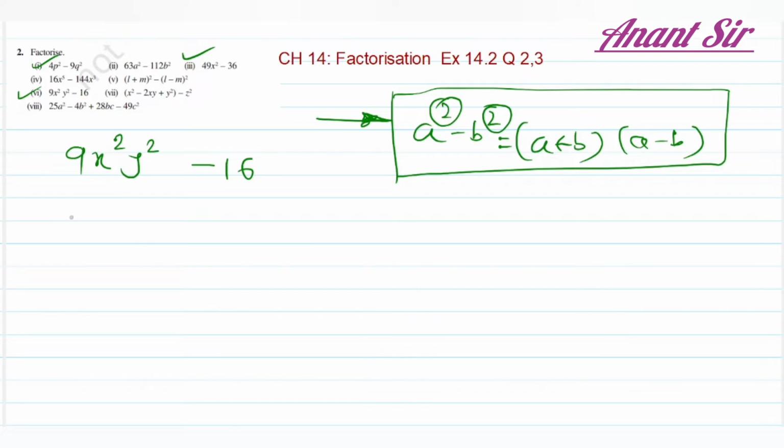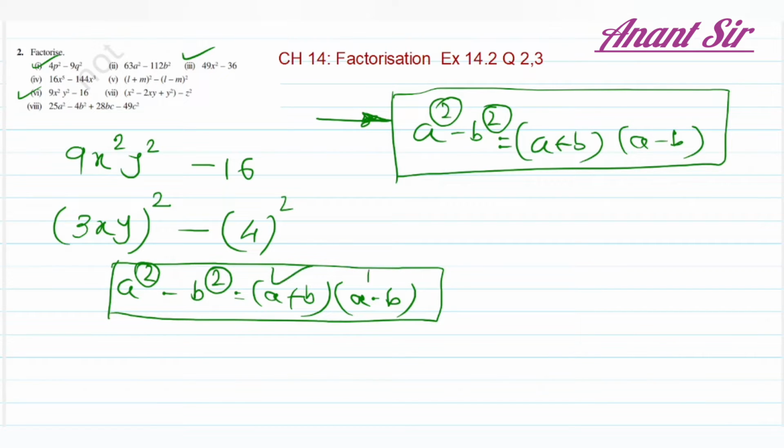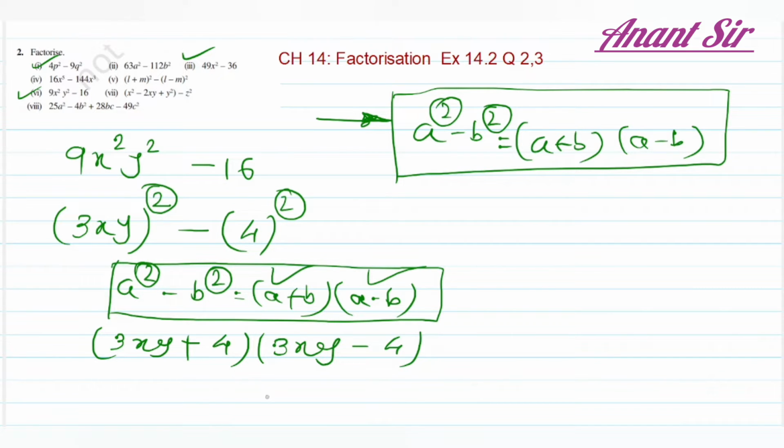So we know that 9 is the square of 3, x square is the square of x, y square is the square of y. That means it is the square of 3xy, and 16 is the square of 4. So we have two squares with a negative sign in between them. The terms whose squares are there, we will write with a positive sign in one bracket, a plus b, and a negative sign in another bracket, a minus b. So whose squares were there? 3xy and 4. So I will write 3xy and 4 with a positive sign in one bracket and 3xy and 4 with a negative sign in another bracket. So that's a very simple question, I think.